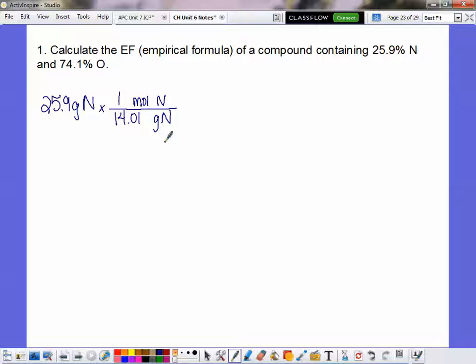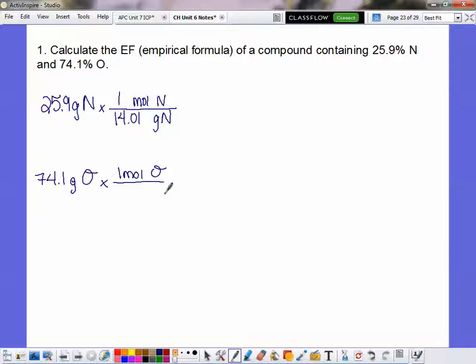For oxygen, it's 74.1 grams of oxygen. Our setup for the mole conversion is almost identical to the one for nitrogen, because we're doing grams to moles. So what will go on the top? 1 mole of oxygen. And what's going to go on the bottom?